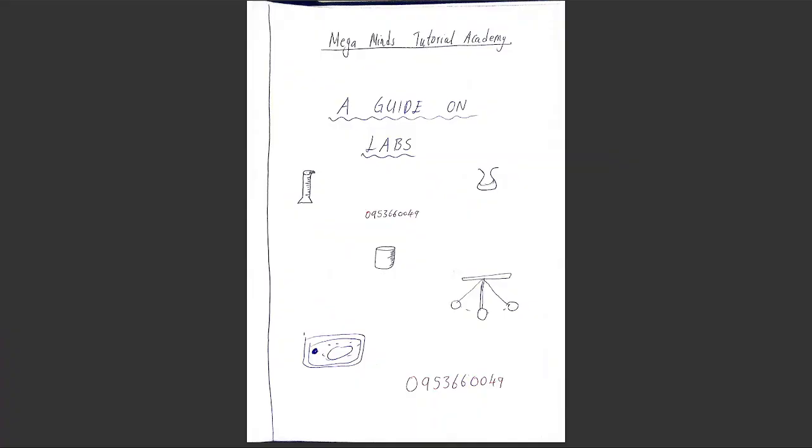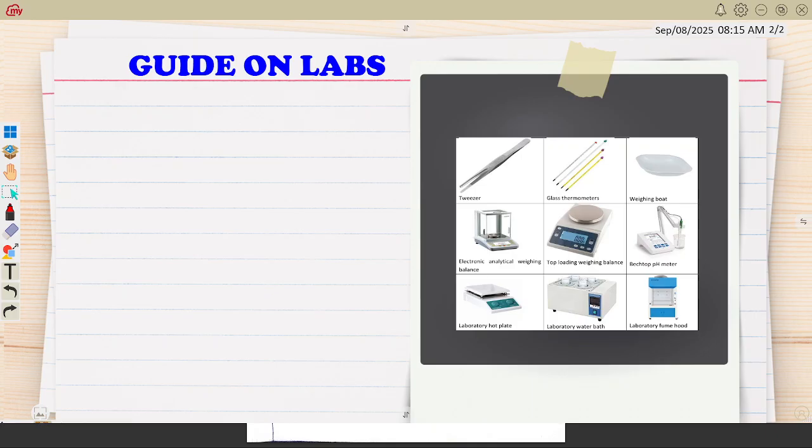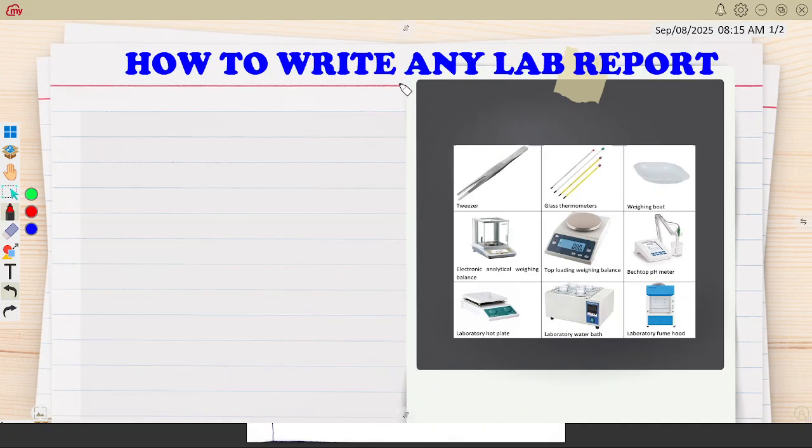Okay, so that is just the cover page of the document I'm talking about. Now let's go to actually writing a lab report. How do you write a lab report, and what should you keep in mind? This is for each and every lab, any kind of lab. Let's look at the format and the layout.